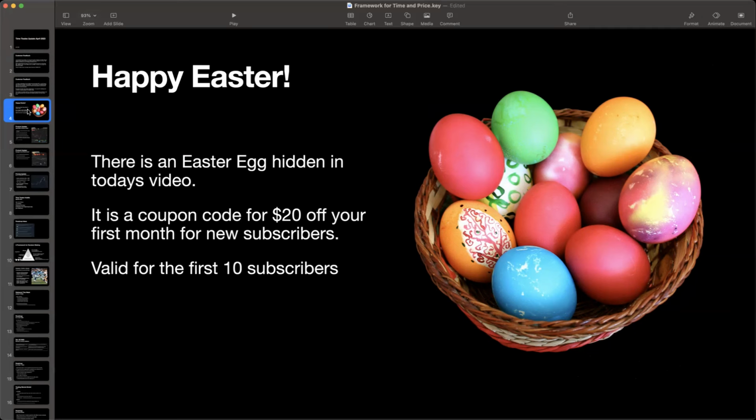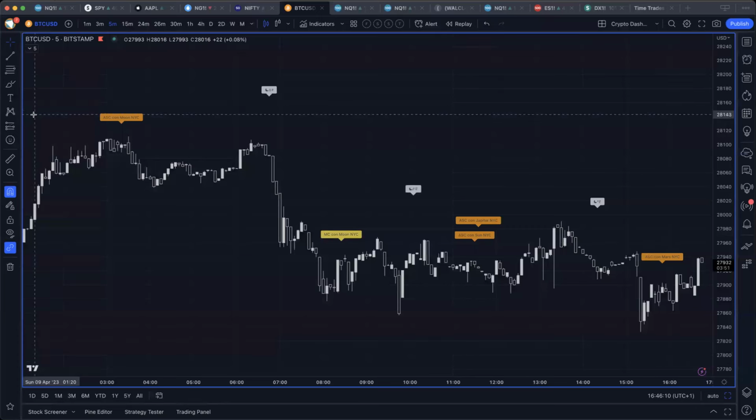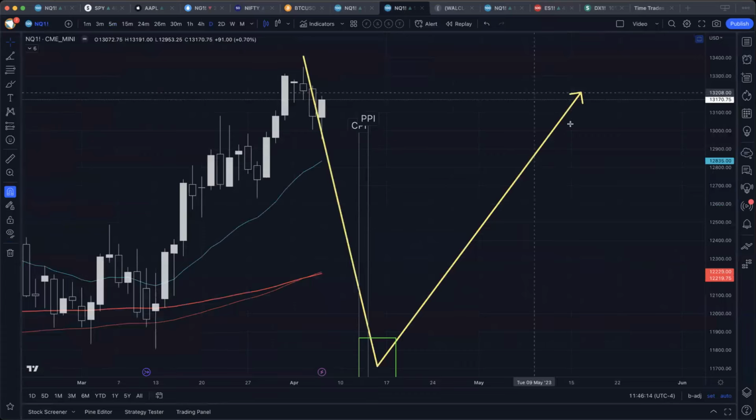Let's get into the forecast. What I want to do is start with TradingView here. If we go over to TradingView and go to our video tab, let's take a look at that. This is where we left things off. The yellow line is our forecast line. We got that top on Tuesday, which was great. We've got our green target box here.